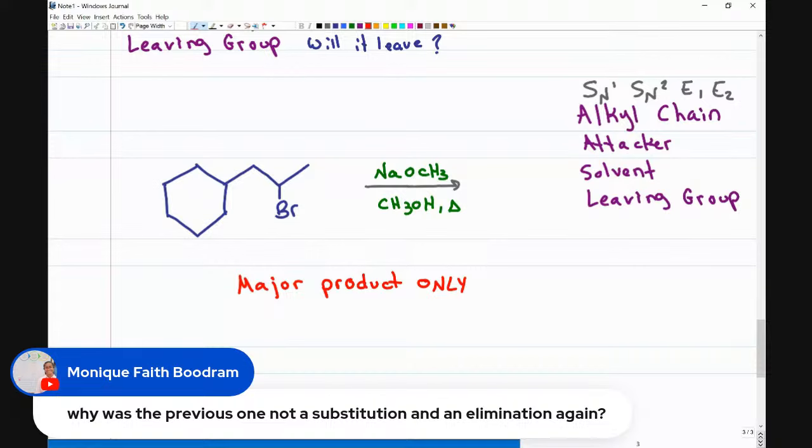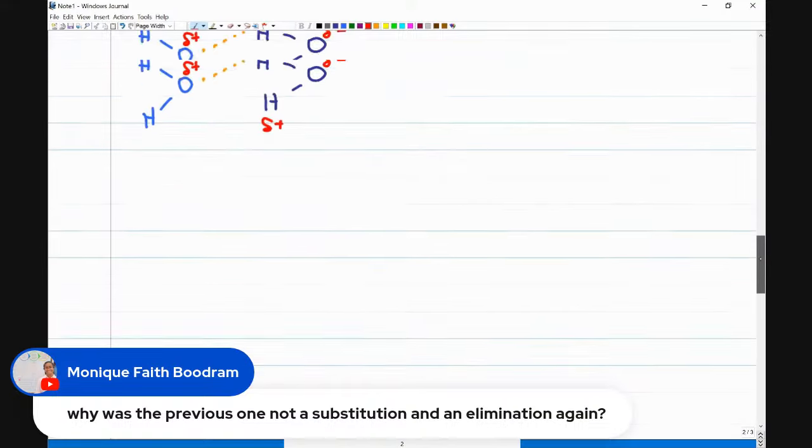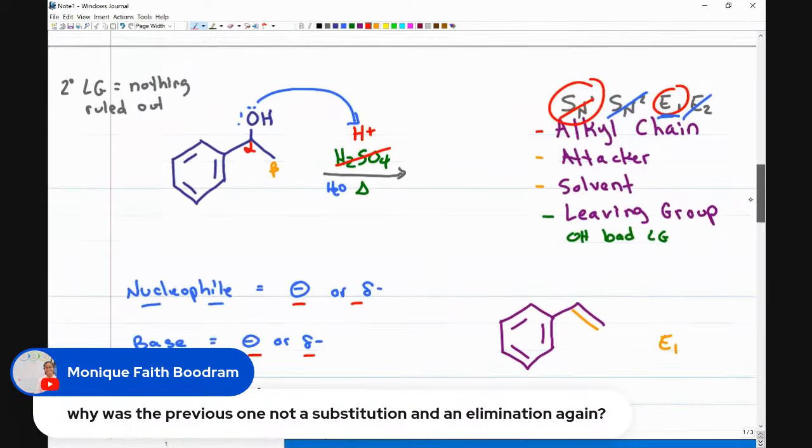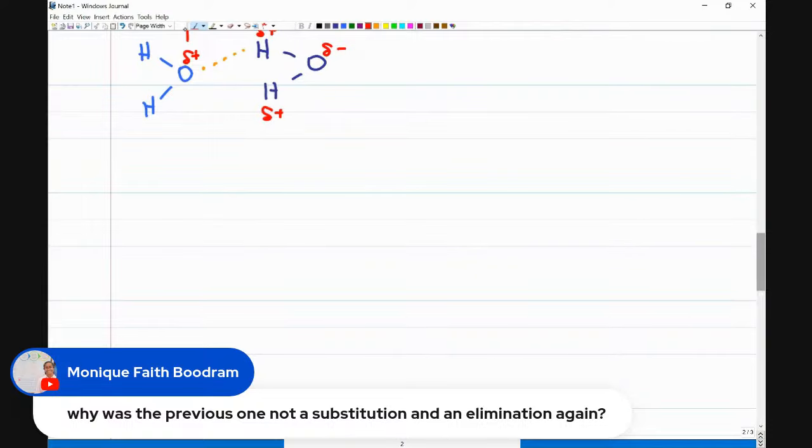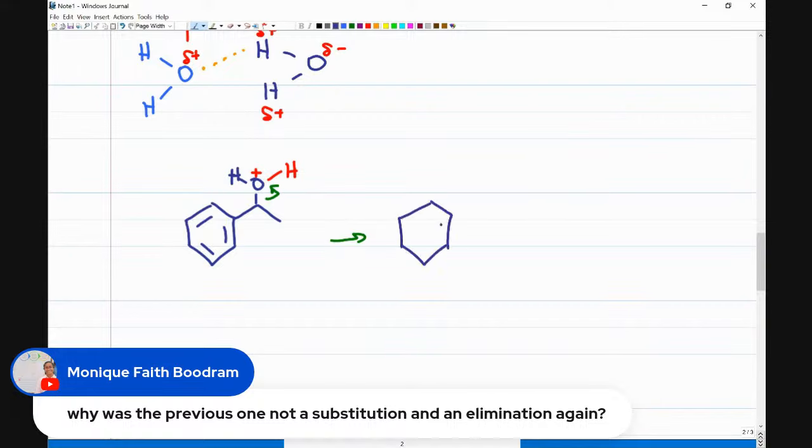Why was the previous one not a substitution, but an elimination? So let me show you something. If I have this molecule, let me show you part of the mechanism. I think that will help. So I got to the point where I had my OH and it was protonated like that. So now I have a good leaving group, and as a good leaving group does, it leaves, giving me my carbocation intermediate that looks like this, with a carbocation sitting right over here. This is the part where we already understand.